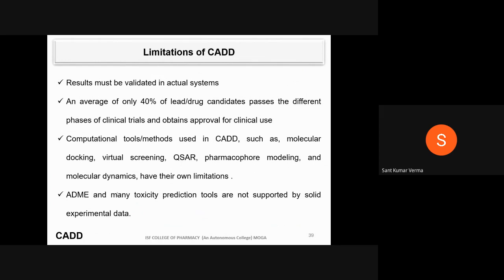Computational tools and methods used, like molecular dynamics, have their own limitations. Each technique used in CADD has its own limitations. Like for molecular docking, you should have the structure of a target. For QSAR, you need the activity of the molecules. ADME and many toxicity prediction tools are not supported by solid experimental data. These are the limitations of CADD techniques used in the drug discovery process.